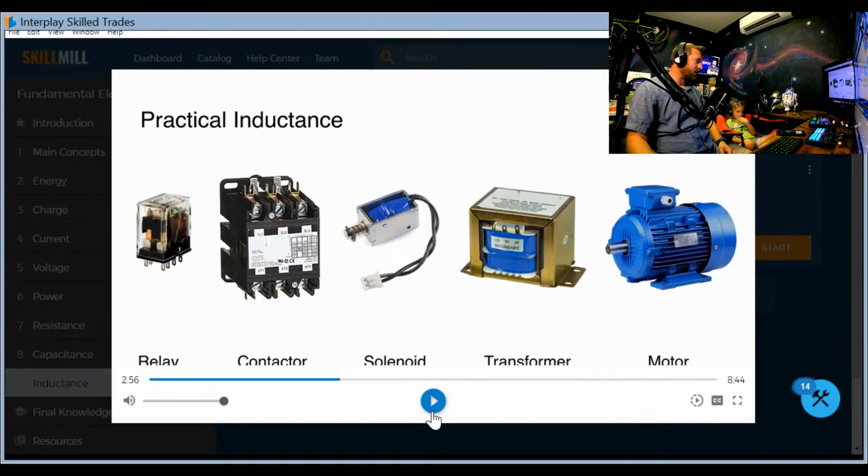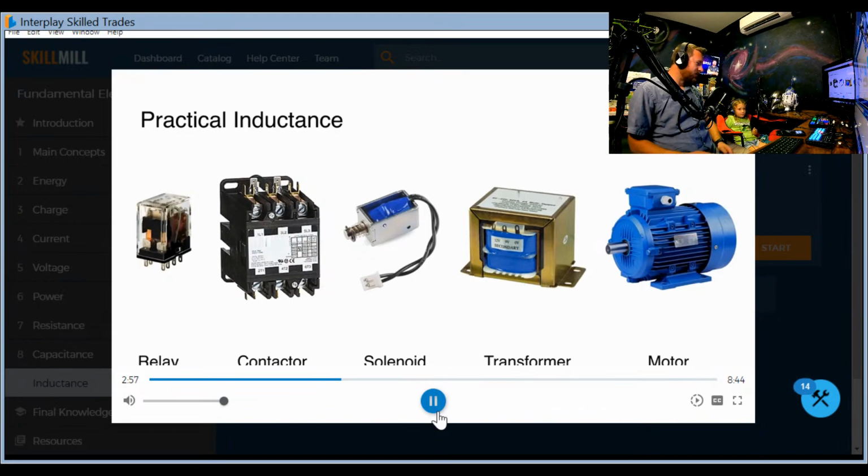All right, Maddie. This is called a relay right here, all right? A relay. This is a contactor, okay? A contactor. This is a solenoid. Solenoid. This is a transformer. Transformer. This is a motor. Motor. Okay.